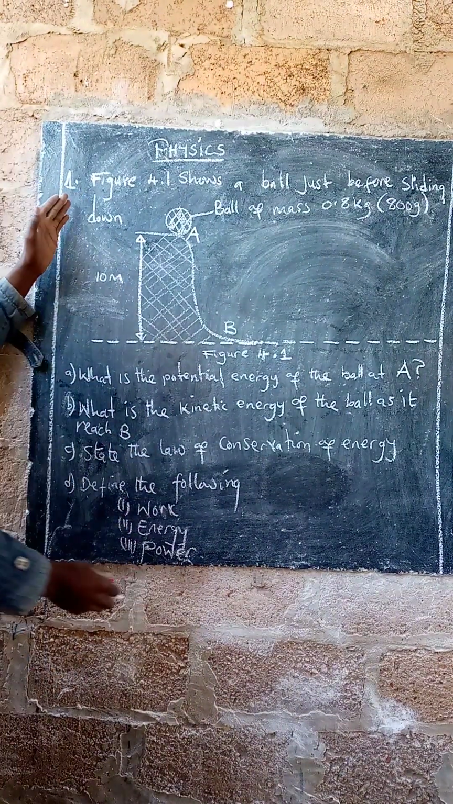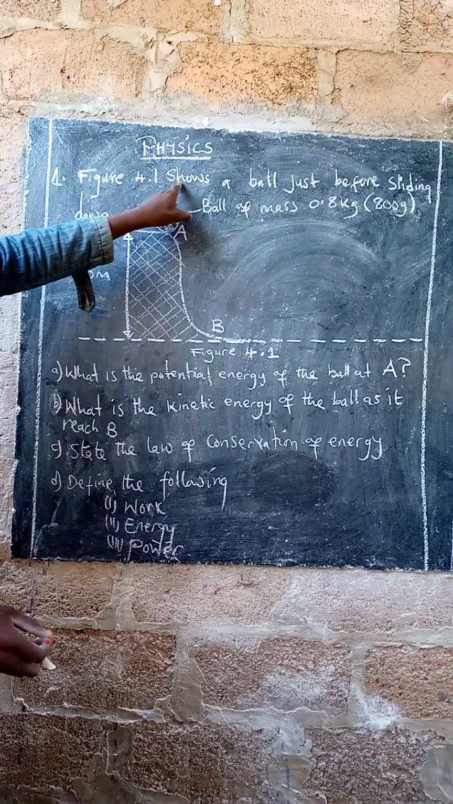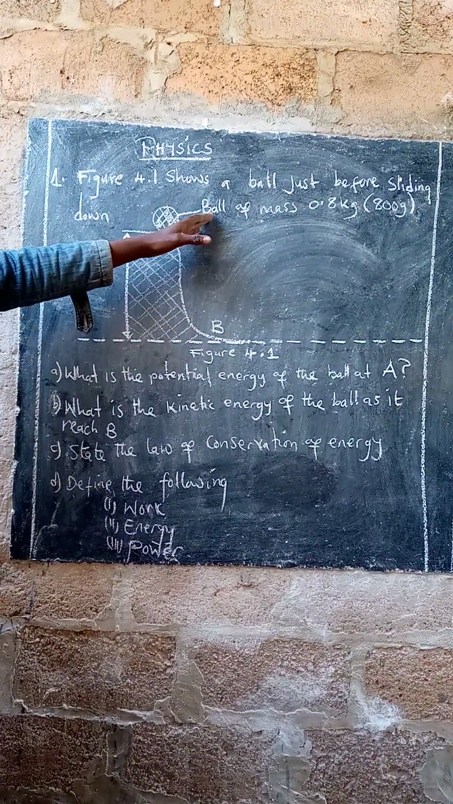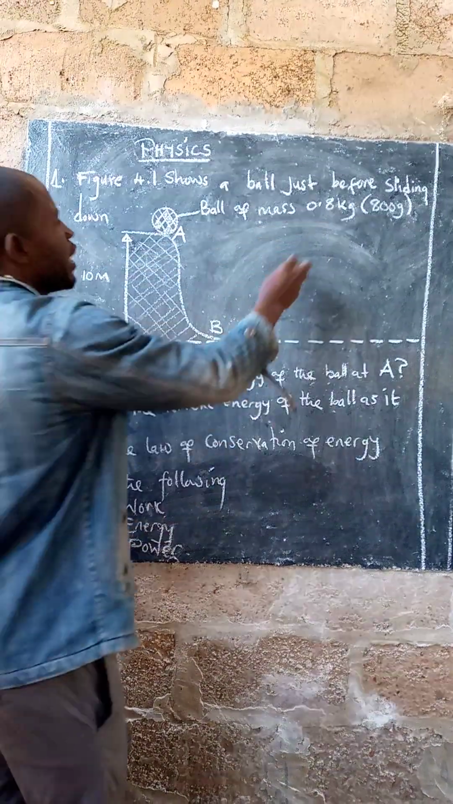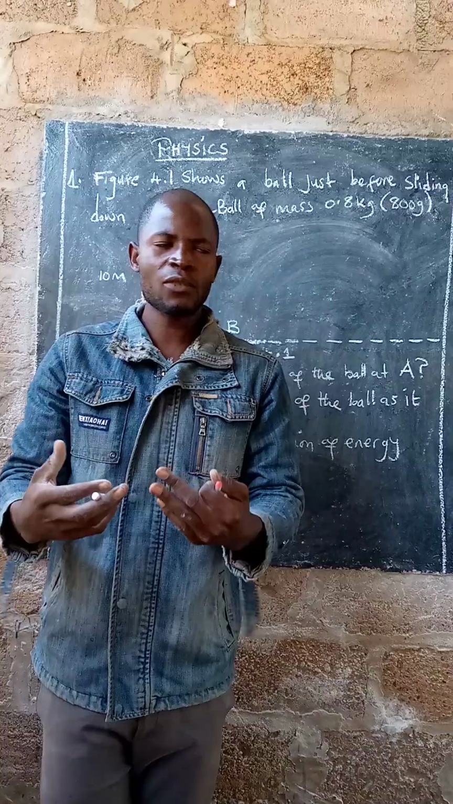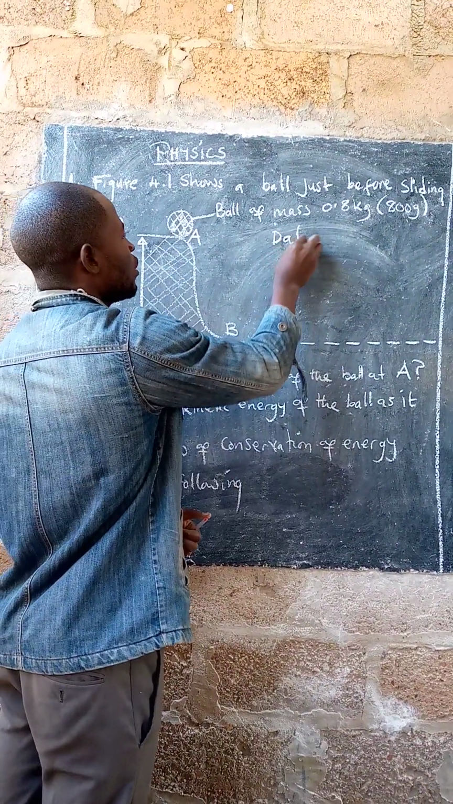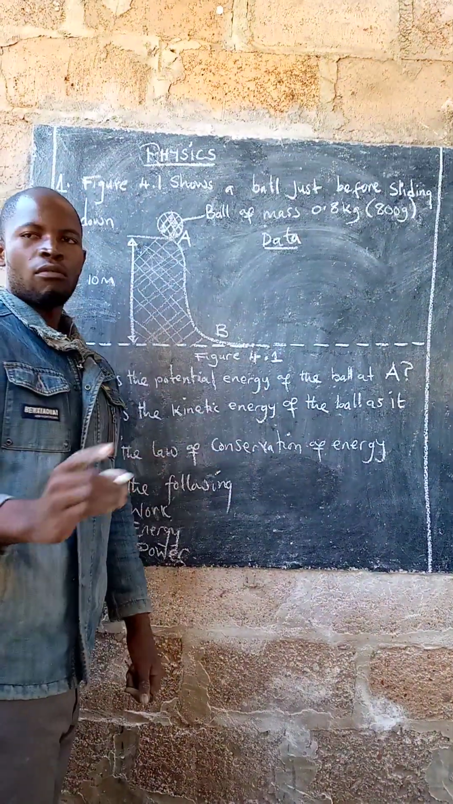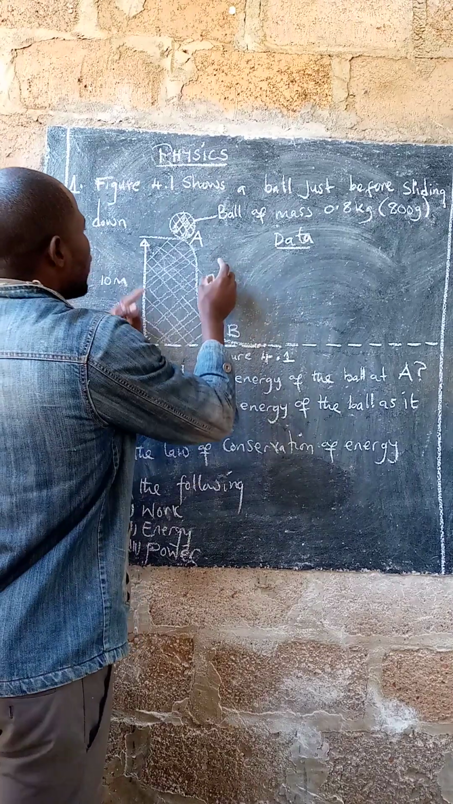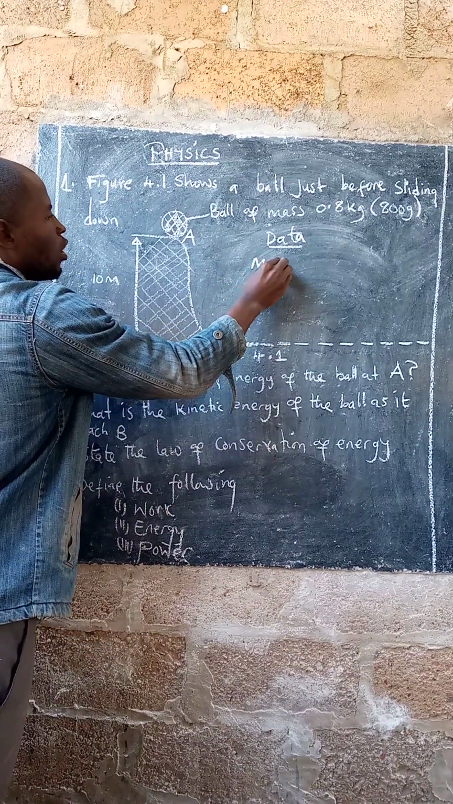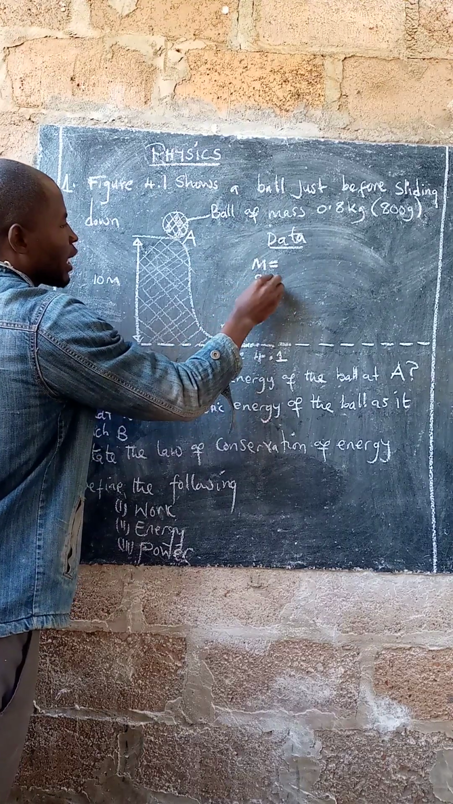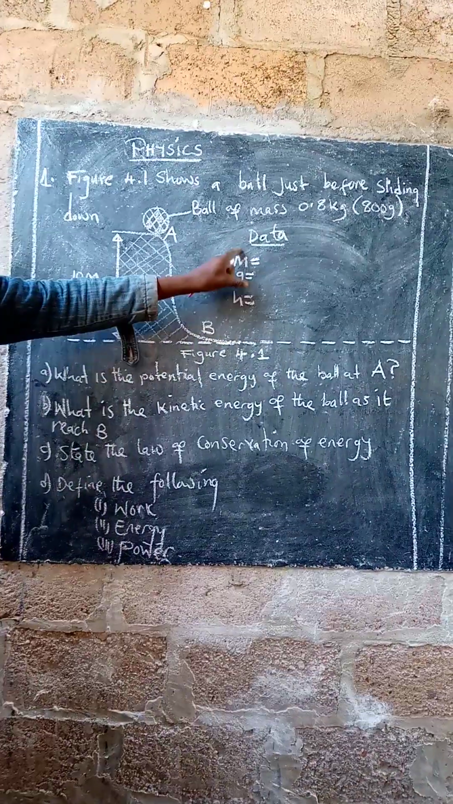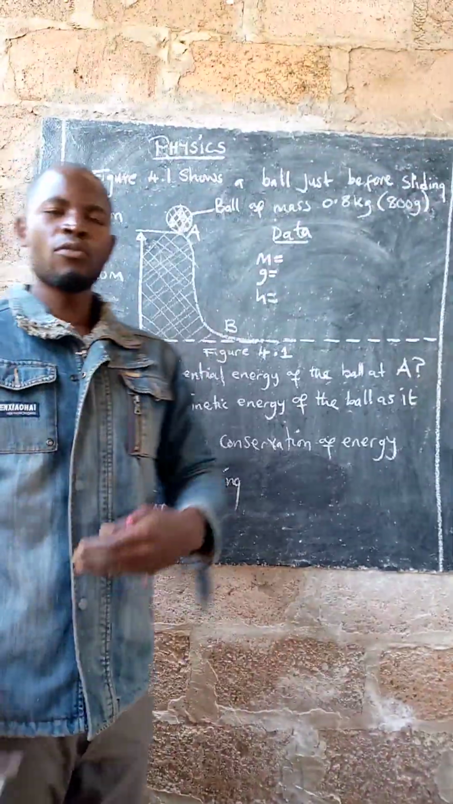Okay, so we have been given this question which is saying figure 4.1 shows a ball just before sliding down the slope. As you can see, we have this ball which has a mass of 0.8. The first thing when you're solving a physics question is you have to generate what we call the data. When you are dealing with this one, first of all, you look for mass, you look for gravity, and then you look for height. When you come up with this data, it will be easy for you to solve the question.